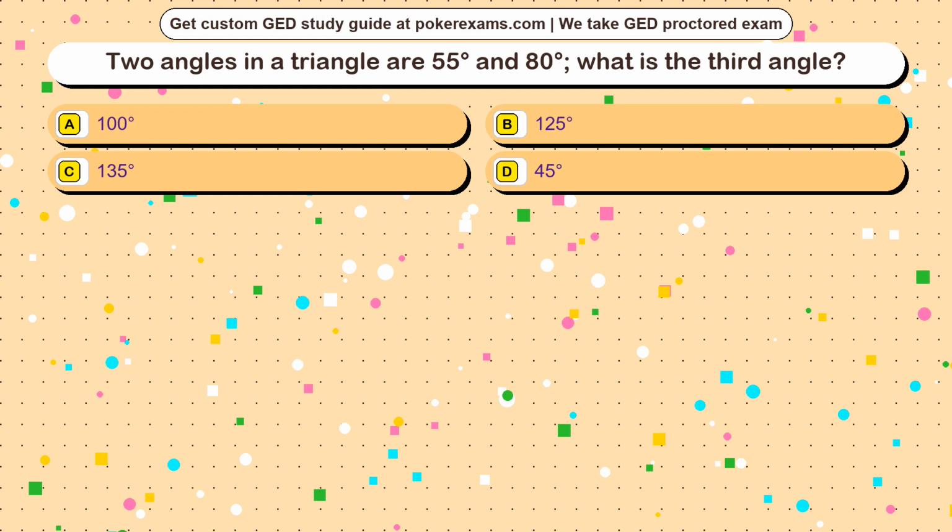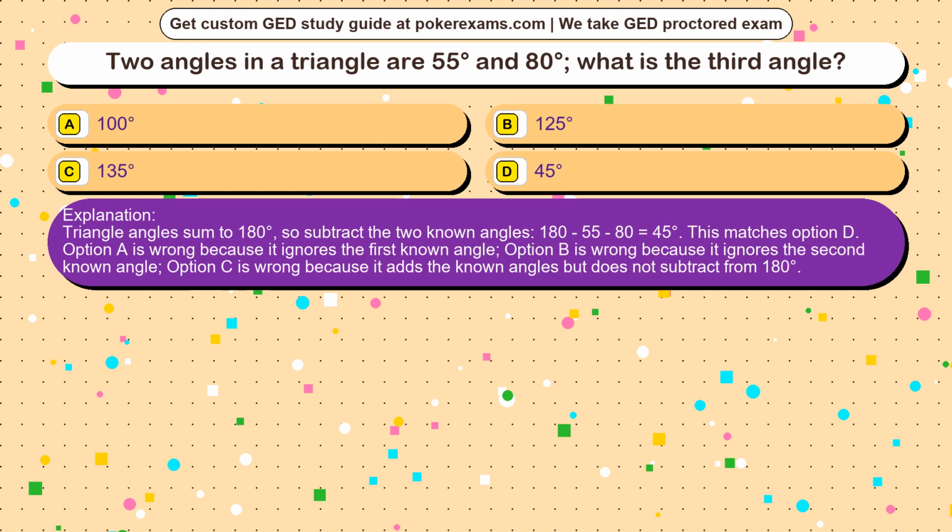The correct answer is option. Triangle angles sum to 180 degrees, so subtract the 2 known angles. 180 minus 55 minus 80 equals 45 degrees. This matches option D. Option A is wrong because it ignores the first known angle. Option B is wrong because it ignores the second known angle. Option C is wrong because it adds the known angles but does not subtract from 180 degrees.